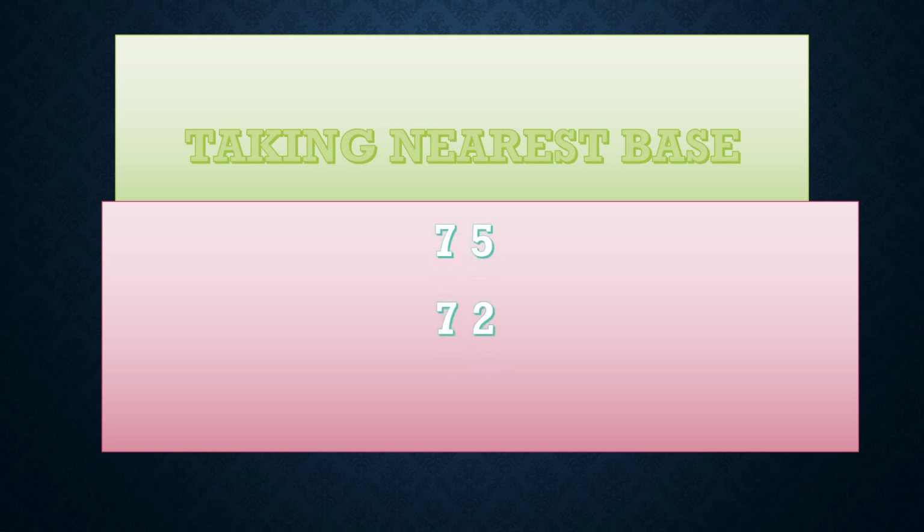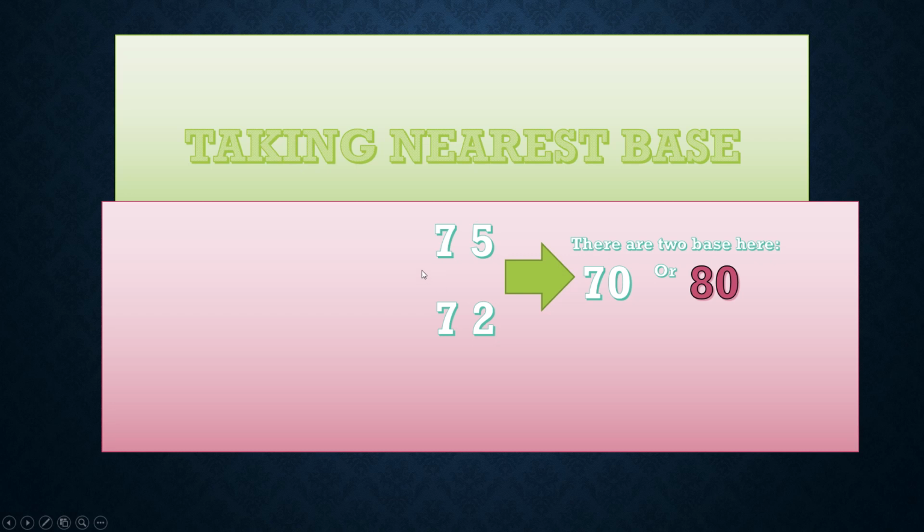Let's take two numbers, 72 and 75. So in the nearest base way, we can see that there are two bases. One is 70 or one is 80. If you don't know what a base is, you can easily understand it by this example: 70 or 80. They are the nearest bases. There can be many bases for these numbers.